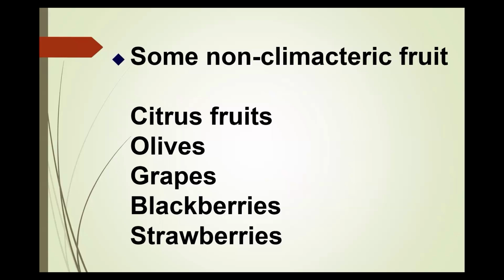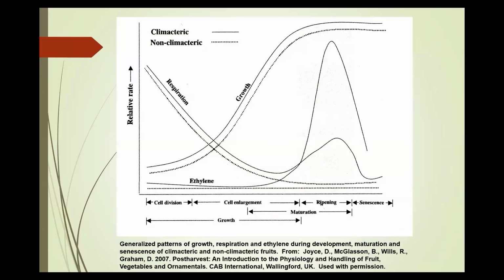Some non-climacteric fruit are citrus fruits, olives, grapes, blackberries, and strawberries. In this figure, relative rates of change or production are on the y-axis. Different phases of growth are along the bottom of the figure on the x-axis. We see cell division followed by cell enlargement, ripening, and senescence. Notice too the overlapping growth phase followed by the maturation phase.